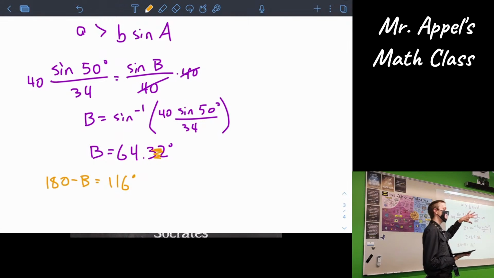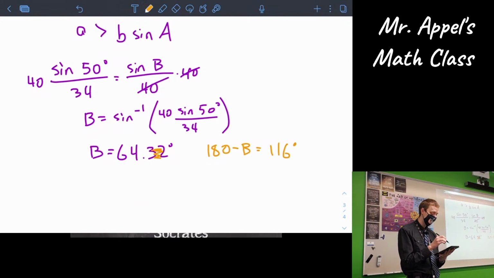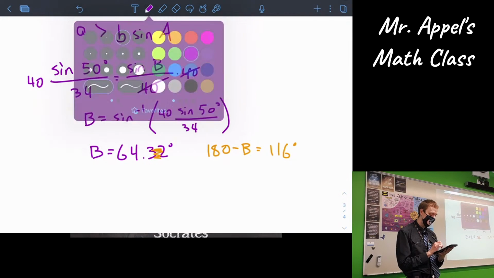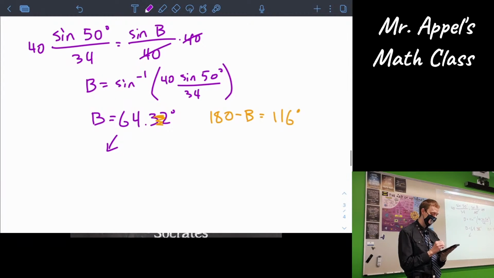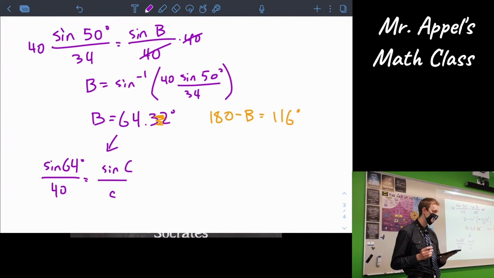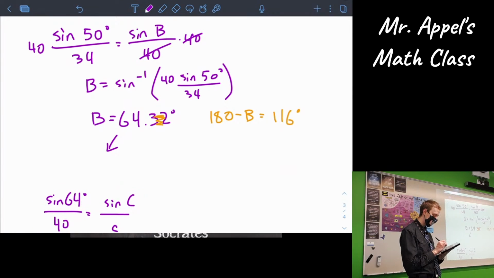Oh, you got that, but you got C. Okay, so this splits our timeline here. We've got two different options. From this angle B, we need to find, the sine of 64 degrees over 40 now equals the sine of C over little c. And to get that C, we got to do triangle sum.